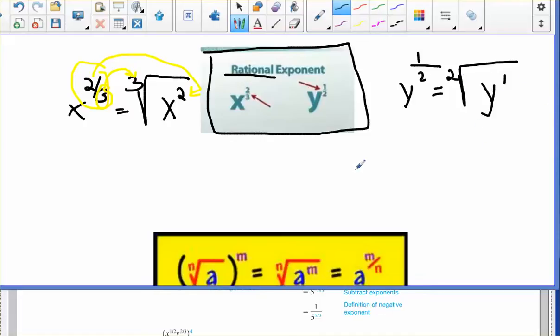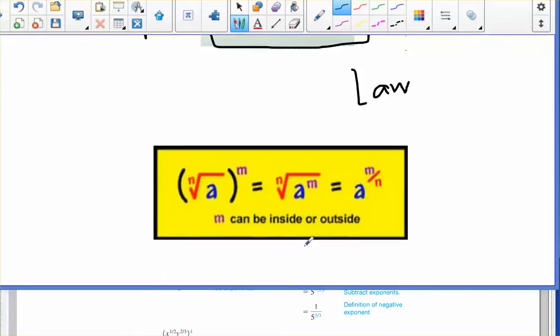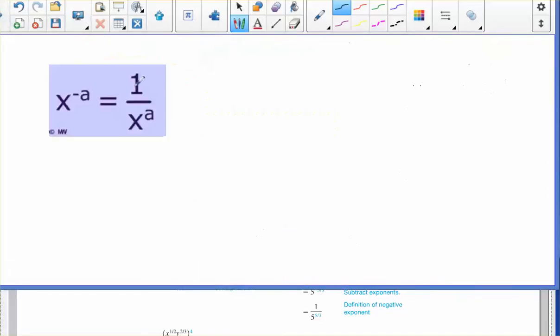So there's another law that you need to be aware of. I just wanted to show you down here as a good example that if we have a to the m over n power, sometimes it's more convenient to write the numerator on the inside of the radical, and sometimes it's more convenient to write it on the outside of the radical. It doesn't matter. So you could take the nth root of a and then take it to the mth power, or you could take a to the mth power and then take the nth root. Good to know. Again, you need to have all of these laws committed to your memory.